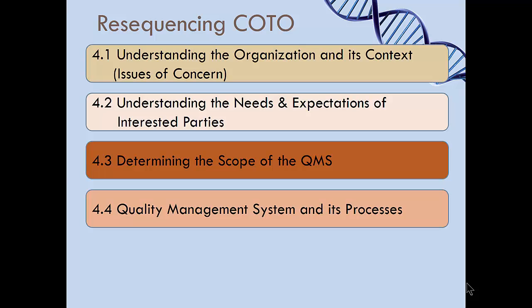The context of the organization clauses are comprised of 4 subclauses. And that's 4.1, understanding the organization in its context, which is a really, really poorly worded clause. It really should be called the issues of concern or issues, because that name basically just restates the title of clause 4 in general. But that's 4.1. The next one is 4.2, understanding the needs and expectations of interested parties. Then 4.3, determining the scope of the quality management system. And then 4.4, the quality management system and its processes.